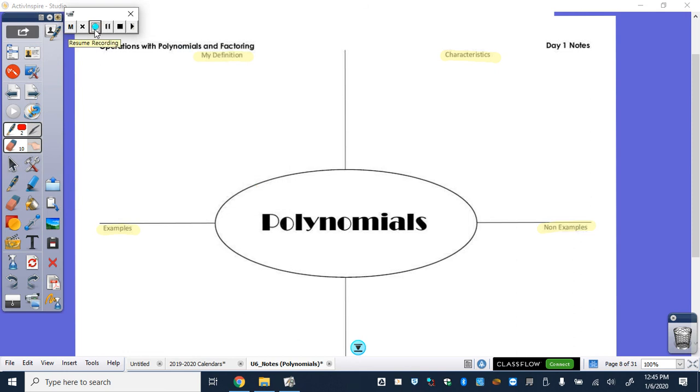So, talking about polynomials. Polynomials, and actually our next unit, Unit 7, quadratics, makes up about 25-35% of your Regents exam. So we've got a couple of big units coming up right now.